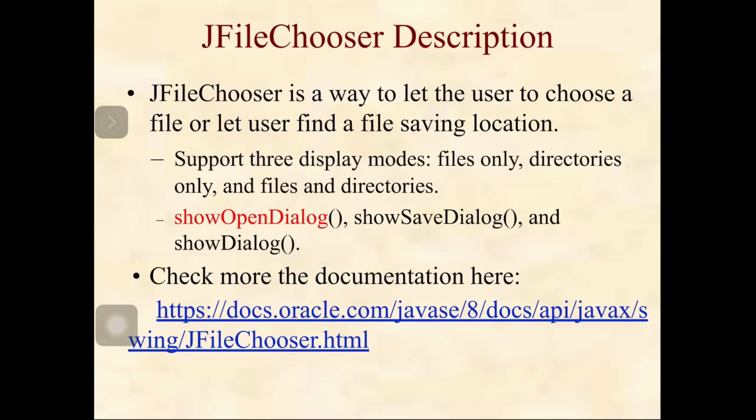JFileChooser provides 3 methods that display a modal dialog containing choosers: showOpenDialog method, showSaveDialog method, and showDialog method. This TechNote will focus on the showOpenDialog method and summarize some programming practices for using JFileChooser showOpenDialog on screen. For more information, you can check the link below with more detailed information.